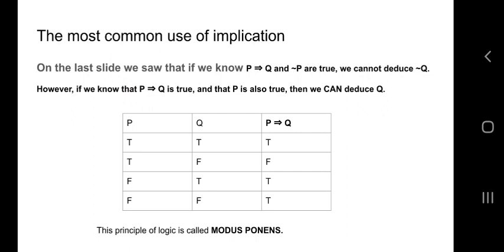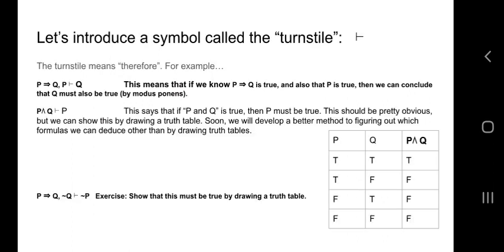But what is useful is called modus ponens, okay? If you have the formula P implies Q and you have the formula P, and those 2 things are true, then you can deduce that Q is true. That principle is called modus ponens. So you can say that you deduced Q by modus ponens. You can apply modus ponens any time you have an implication and the antecedent is true. Then you can deduce the consequent.